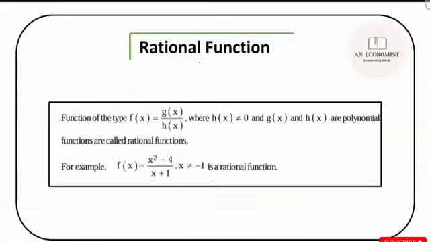Then let's quickly go into the rational function. So it is in the form f(x) = g(x) upon h(x), where the denominator can't take the value 0, and g(x) and h(x) are polynomial functions, and if the function is in this particular format, it is called a rational function, and this is a valid rational function example.